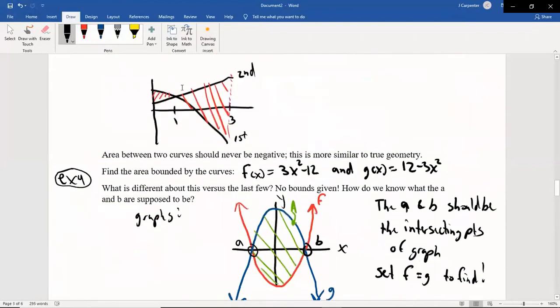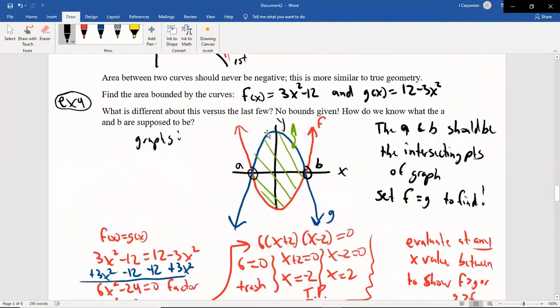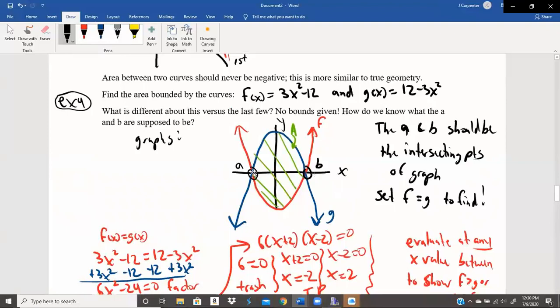That didn't happen here. The last example crossed. They switched from being higher and lower. This one, they never actually cross in the boundary we're integrating over. Where they crossed is what we use as the boundaries. It's kind of a different scenario.